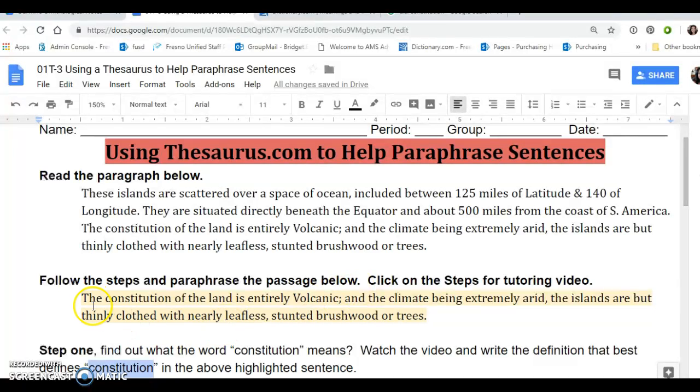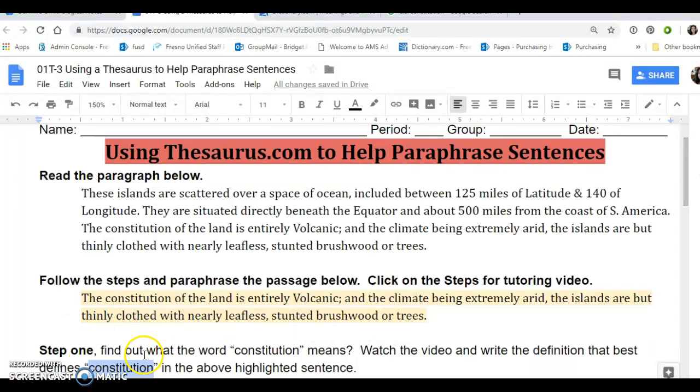So let me review this section right here. Since this is our core, this is what we're going to have to paraphrase. The constitution of the land is entirely volcanic, and the climate being extremely arid, the islands are but thinly clothed with nearly leafless, stunted brushwood or trees.